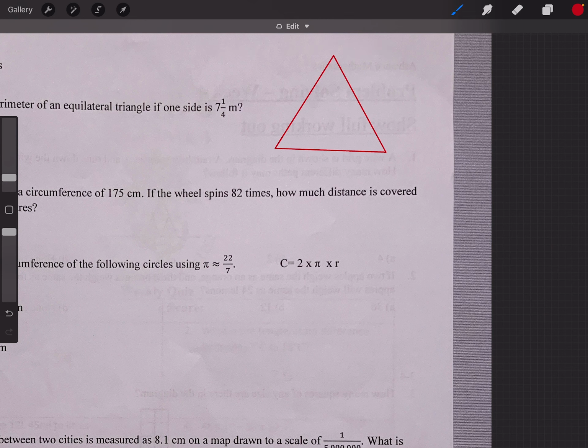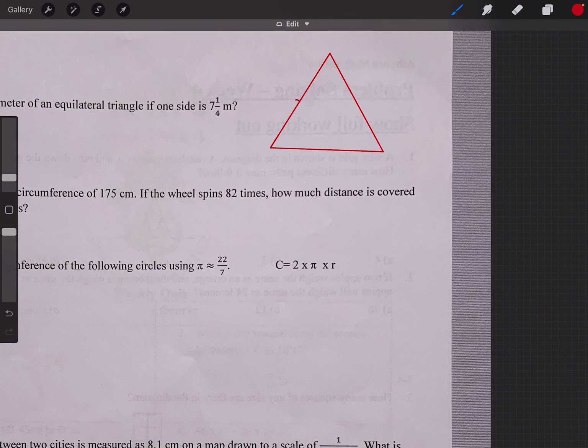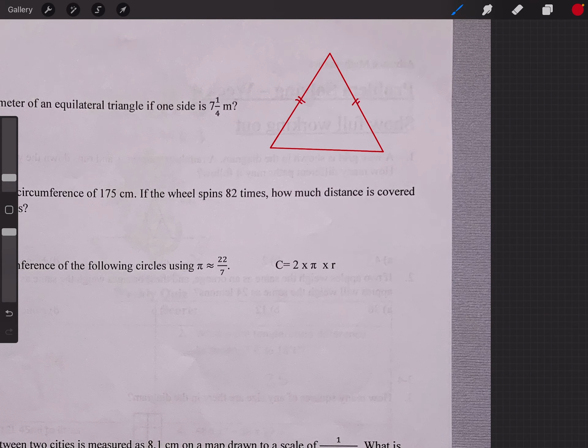There we go. Alright. Where all the lengths are the same lengths. The 3 sides are the same. It says if one side is 7 1/4 meter, that means all of them will be 7 1/4 meter.